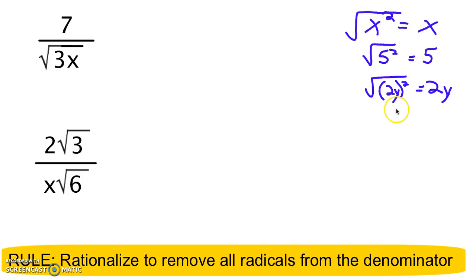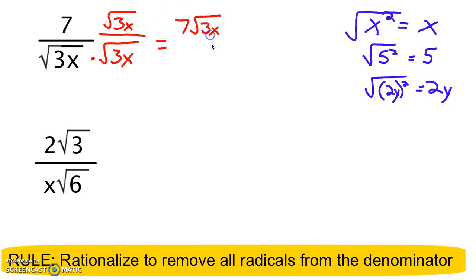If we use that concept over here, I could get rid of this radical by multiplying it by another square root of 3x, because that means square root of 3x squared. But what I do to the bottom, I have to do to the top. So on top, 7 times square root of 3x, one's outside the radical, one's inside. There's nothing I can do with it but write it next to each other.